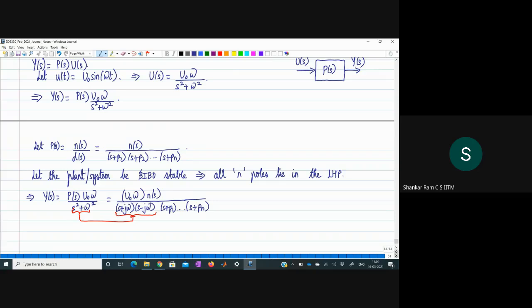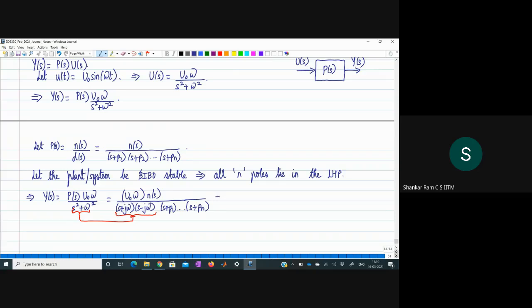So we see that we have n plus 2 first order terms in the denominator of this Y of S. Of course, it is understood that some of these will be complex conjugates. So we can observe that this is how the expression for Y of S will turn out. Now, what do we do if we want to calculate Y of t? We essentially take the inverse Laplace transform.